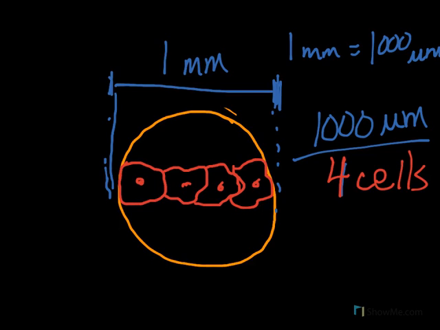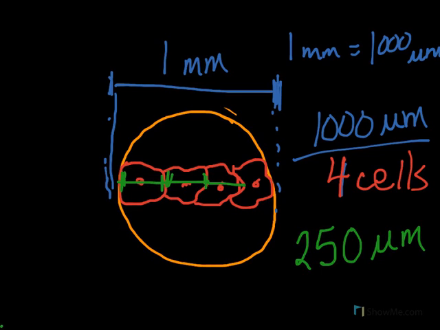Our math is pretty easy here. 1,000 divided by 4, we know the answer is going to be 250 micrometers. So that would be from here to there, that would be 250. Let's just check: about 250, and about 250, and about 250. It's a rough estimate, but that's basically how we figure it out. So one cell is 250 micrometers.